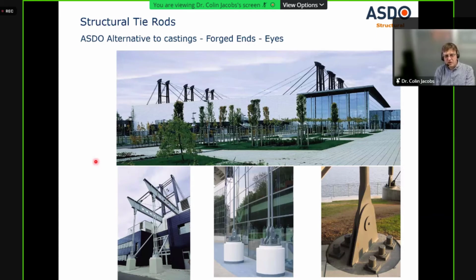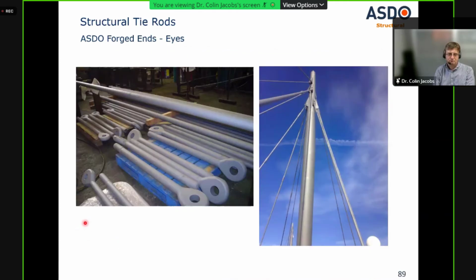But also, there are alternatives to castings. We also supply forged eyes. Again, this structure here may look like a cable stayed structure, but actually it's using solid bar with forged eyes. Again, we can just forge a plate and forge a pin here. So the project I showed you earlier in Ireland uses forged eyes rather than castings.